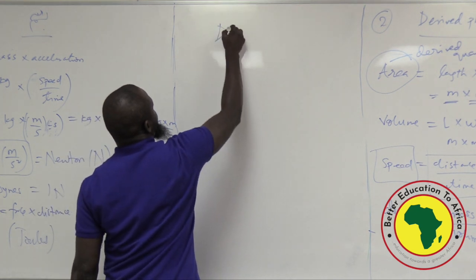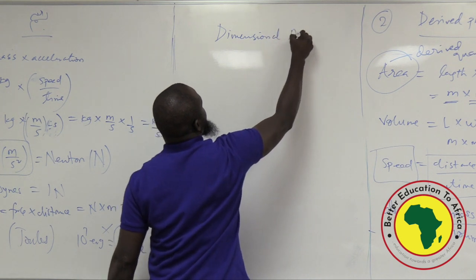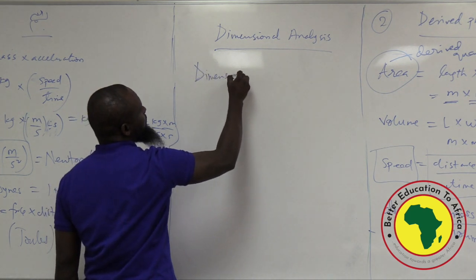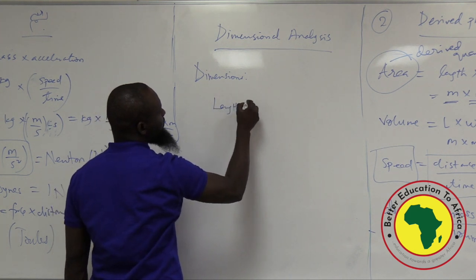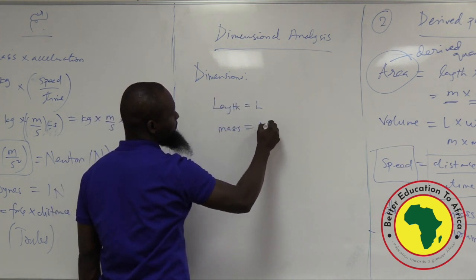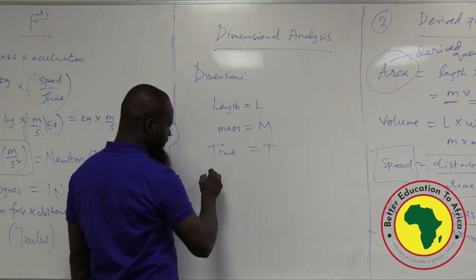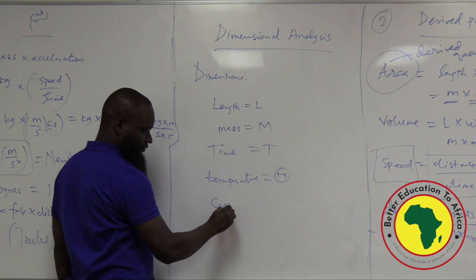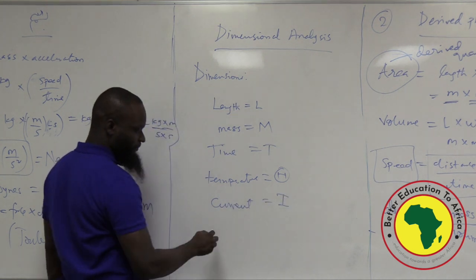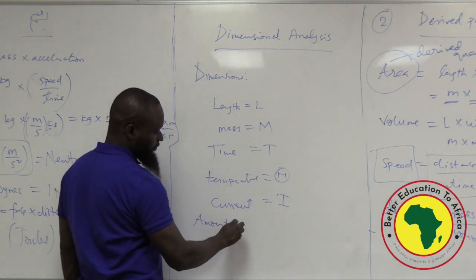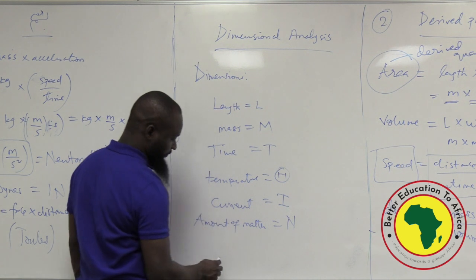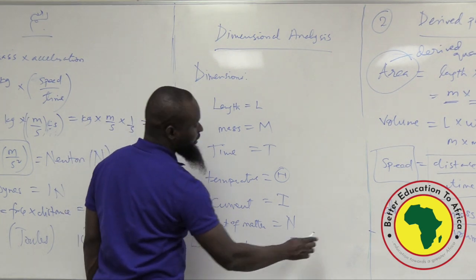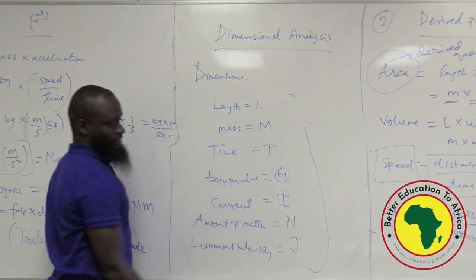Dimensional analysis. I made mention of dimensions. So what is the meaning of dimensions? We said length has a dimension of L, mass has a dimension of M, time has a dimension of T, temperature has dimension of capital theta, current has dimension of I, amount of matter has dimension of N, and luminous intensity has dimension of J. 1, 2, 3, 4, 5, 6, 7. These are the 7 fundamental quantities.